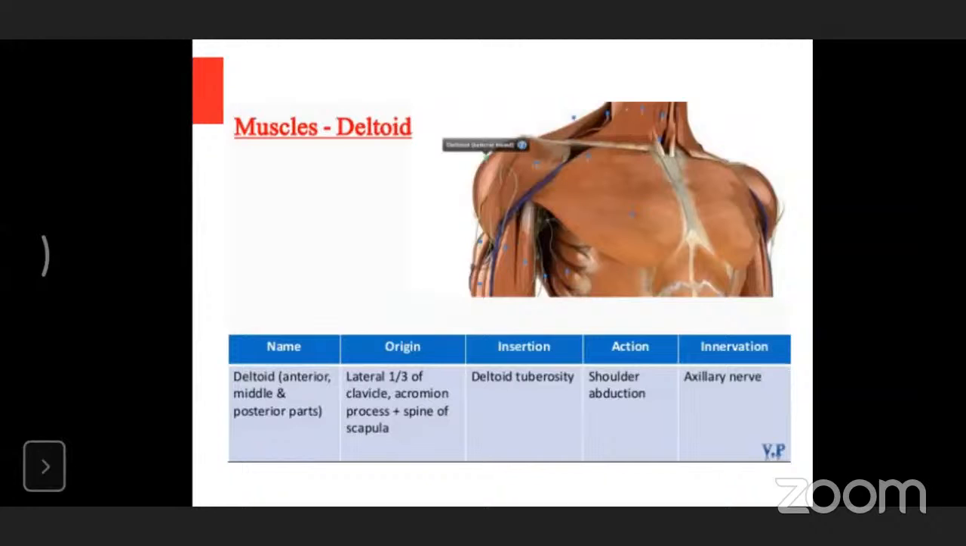Next is the deltoid. Origin, lateral one-third of the clavicle, acromion process plus spine of the scapula. Insertion is the deltoid tuberosity. Action, shoulder abduction, and innervation is by the axillary nerve.